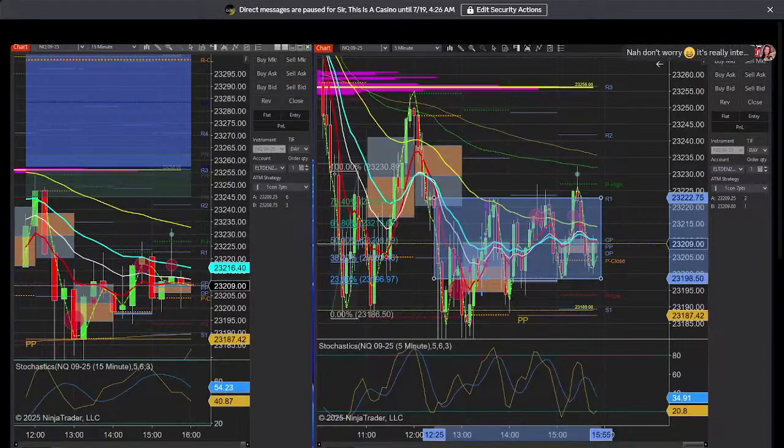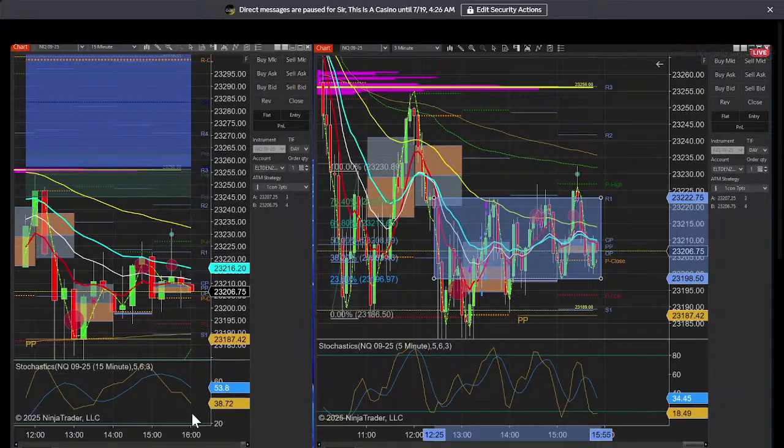Now, this is where we add in the 15-minute stochastic, and see the 15-minute, it is still kind of middle range, although this line is getting close to touching this line.